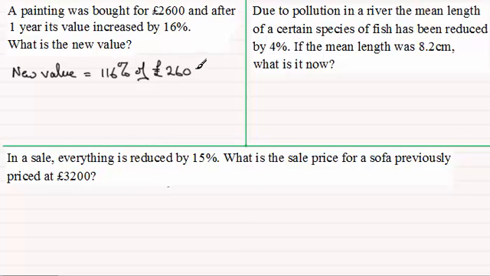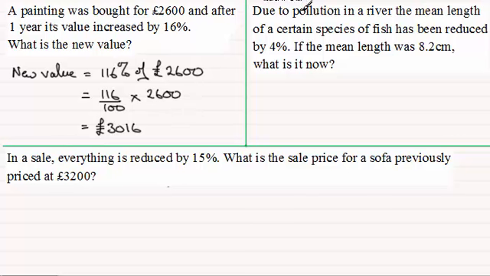£2,600. Okay? And 116% is the same as 116 divided by 100 multiplied by 2,600. And you can enter this into your calculator as 116 divided by 100, or you could type it in as 1.16 times 2,600. Either way, you should find you get 3,016, and that would be £3,016. Okay, so nice quick way of doing that one.